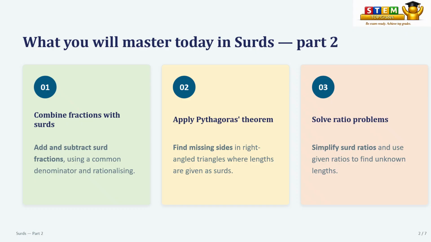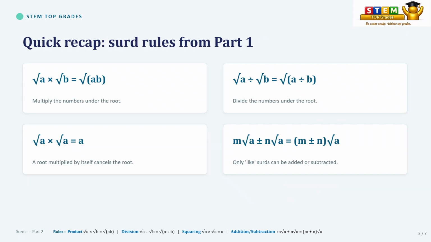In section 1, we are combining fractions with surds. And that means we're going to add and subtract surd fractions using a common denominator and rationalizing. Then we're going to be applying Pythagoras theorem. In this case, we're going to be finding missing sides in right-angled triangles where lengths are given as surds. And thirdly, we're going to be solving ratio problems. So let's move on to the next slide.